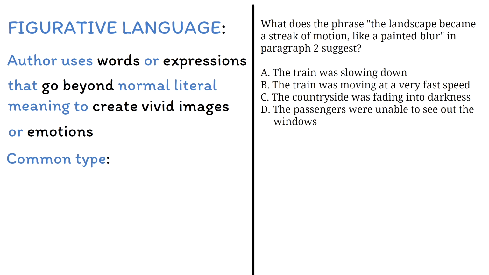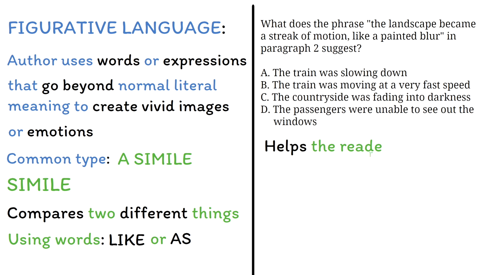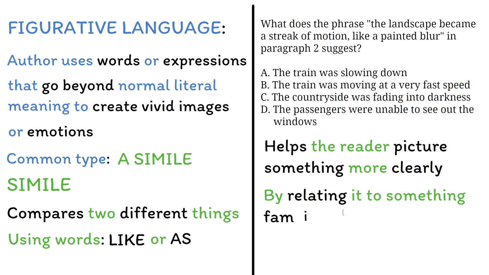A common type of figurative language is a simile. A simile compares two different things using the words like or as. It helps the reader picture something more clearly by relating it to something familiar.